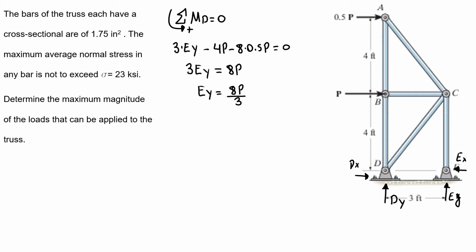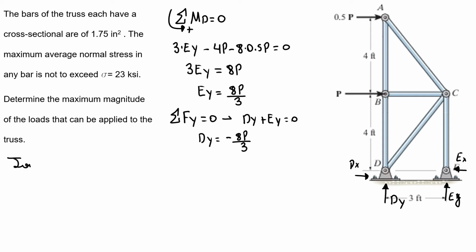So now I can find my Dy by sum of forces in y direction equals 0. I know that Dy plus Ey equals 0. So my Dy is equal to minus 8P over 3. Now let's start to find our members and annotate our values.